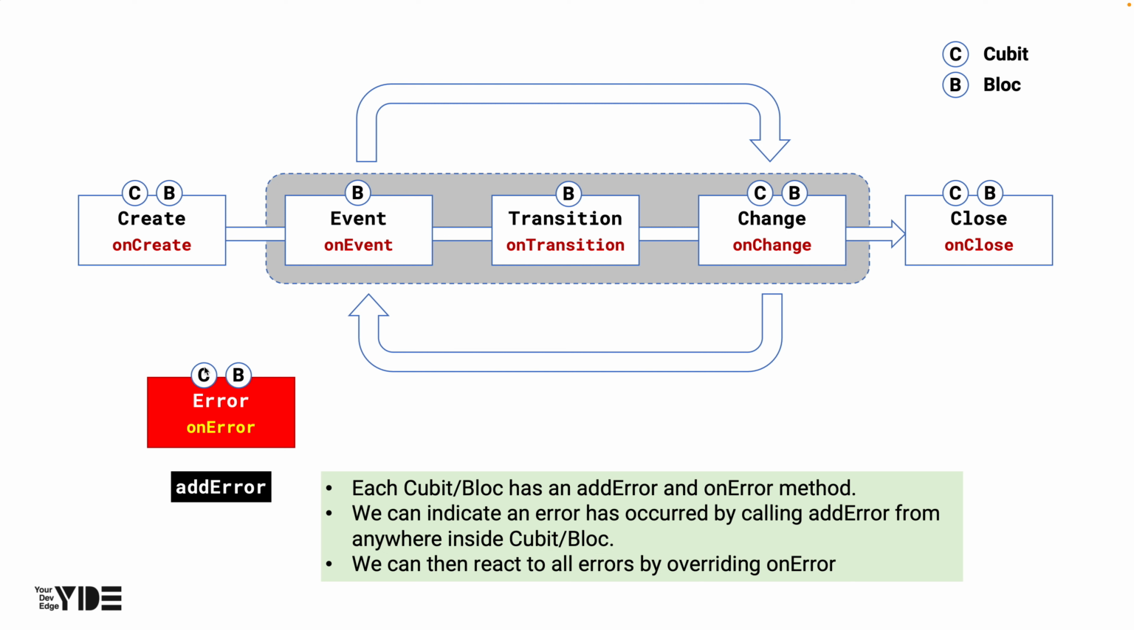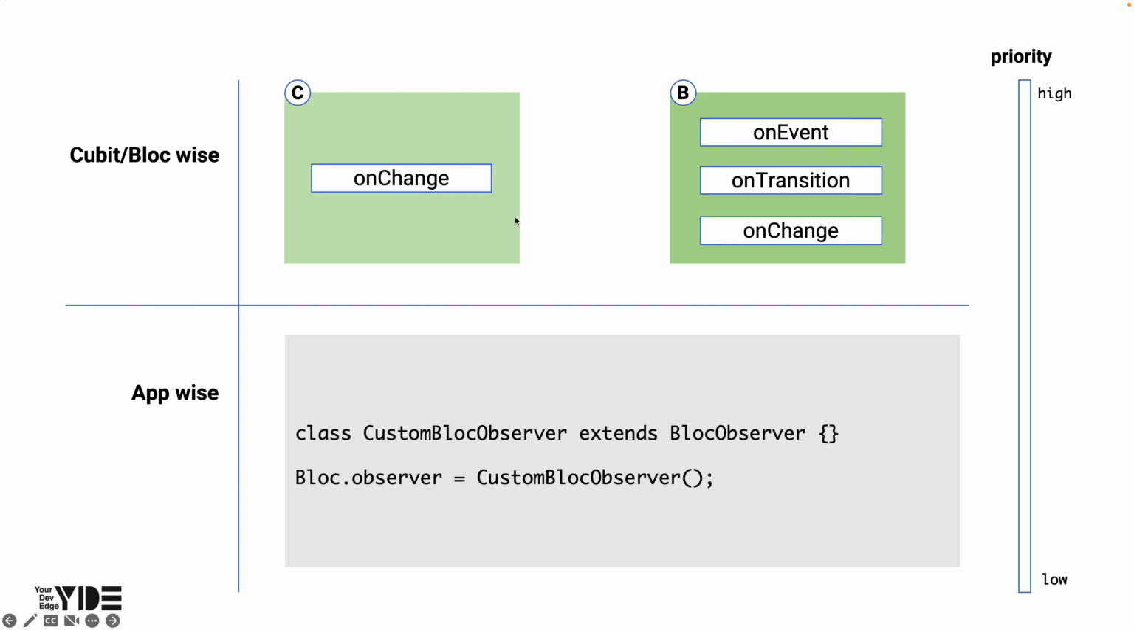In addition, Qubit and Bloc provide the addError method. If you call addError, when an error occurs in Qubit or Bloc, the onError function is called, so you can handle the necessary error here. And this onEvent, onTransition, and onChange can be used in Qubit or Bloc units or in app units.